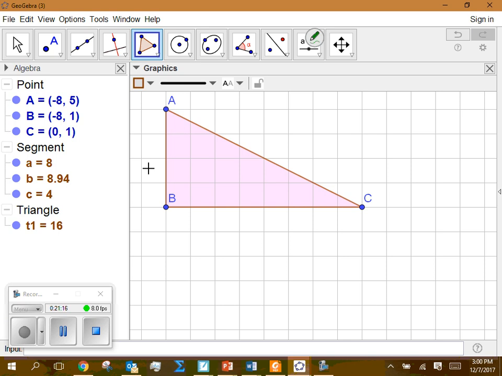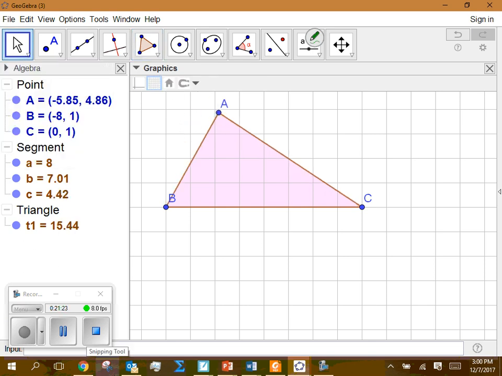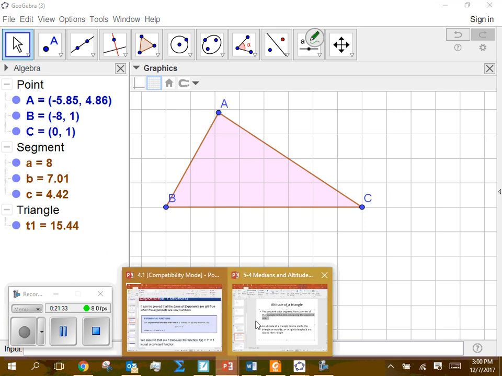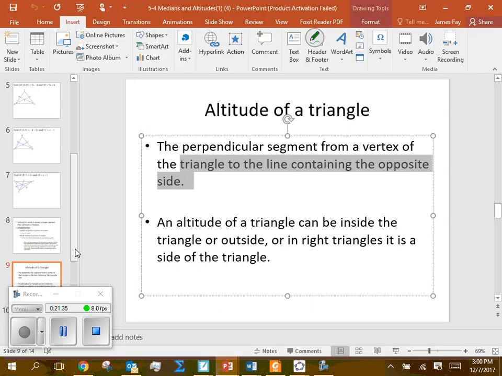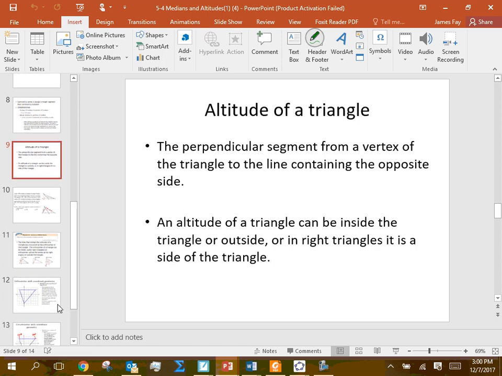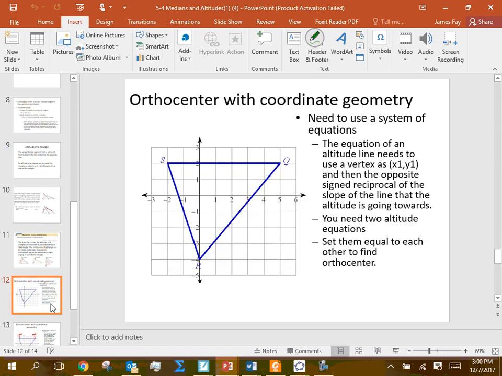But what happens if it's not a right triangle? What happens if I do something like that? The orthocenter is no longer at B or C or A in this case, so we have to have a method for finding it. Okay? This is why I like this section, and why I want to talk about altitudes today and not medians, is because in the event of trying to find that orthocenter with coordinate geometry, it's the exact same algebra that we've been doing. Okay?